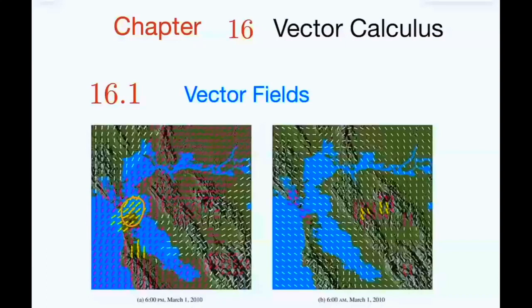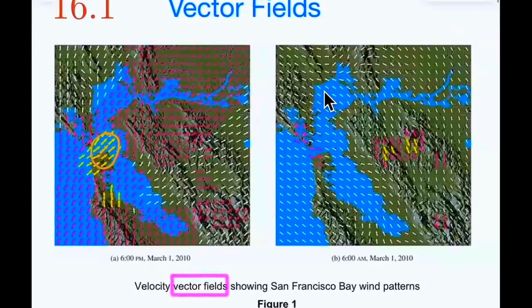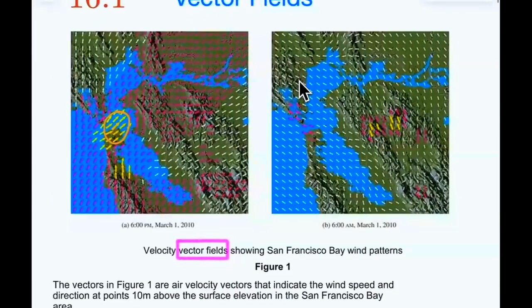In 13.1, we talk about vector fields. What do you see in these two pictures over here? What are the two pictures about? Both of them are indicating the wind speed at the Bay Area.